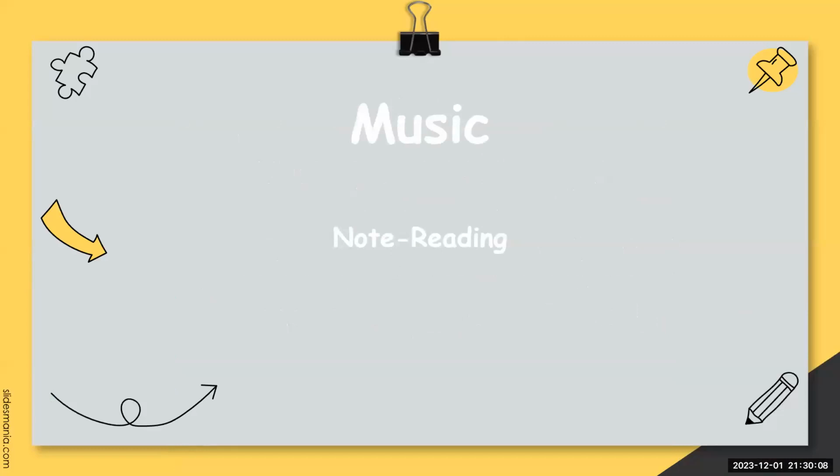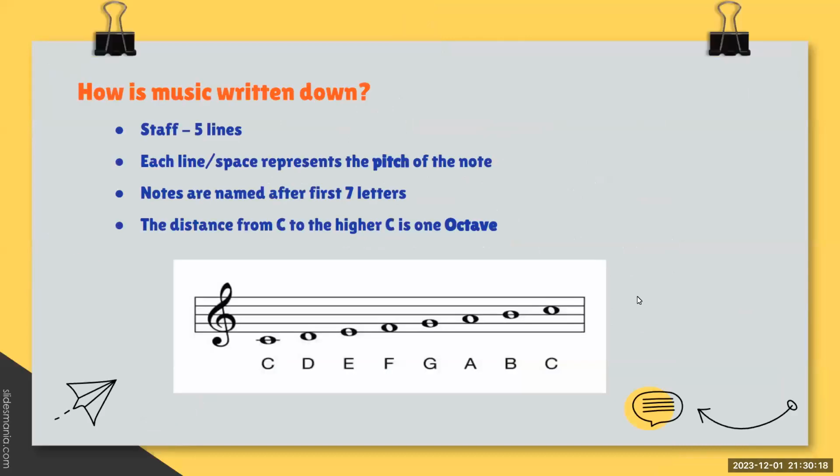Okay, so I'm gonna teach music, and today we're gonna learn about note reading, the basics of music theory. So first, how is music written down? So we write music on a staff, and the staff has 5 lines, which is shown below. And each line or space represents the pitch of the note.